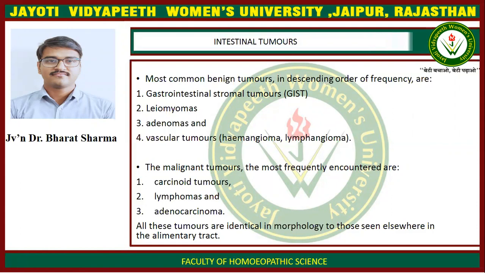Now we are going to learn about the malignant tumors which are most frequently encountered in the intestines. First is carcinoid tumors. Second is lymphomas, and third is adenocarcinomas. All these tumors are identical in morphology to those seen elsewhere in the alimentary tract.